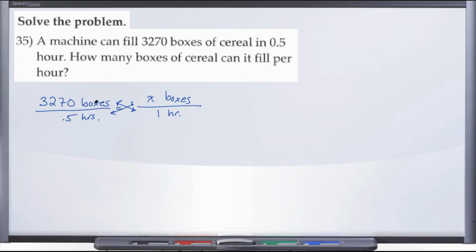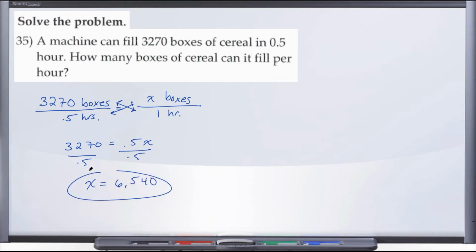So 3270 times 1, well, that's just 3270, equals 0.5 times X, well, that's just 0.5X. And now to actually solve for X, we'll divide by 0.5, divide by 0.5, and we end up with X equals 6,540 boxes. But you really don't have to go through all of this.